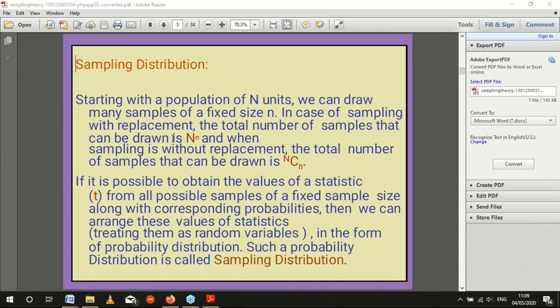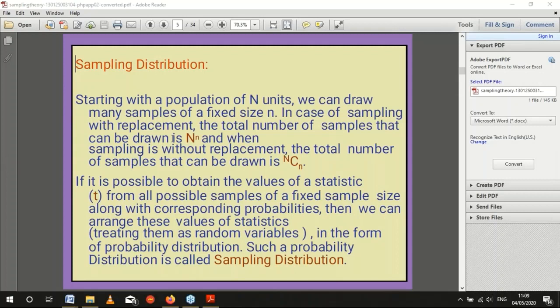It is possible to obtain the value of a statistic t from all possible samples of a fixed sample size along with the corresponding probabilities. Then we can arrange the values of the statistic, treating them as random variables, in the form of a probability distribution. Such a probability distribution is called a sampling distribution.